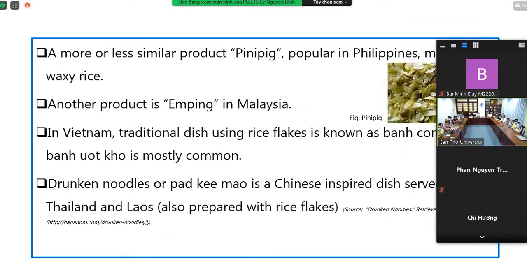Another more or less similar product we can get in the Philippines is known as pinipig. It is made from waxy rice. Another product in Malaysia is emping. In Vietnam, one of the traditional dishes made from rice flakes is known as bánh cốm. I'm so sorry for the pronunciation. And in Thailand and Laos, drunken noodles or pad kee mao is a Chinese-inspired dish, which is also prepared from rice flakes.